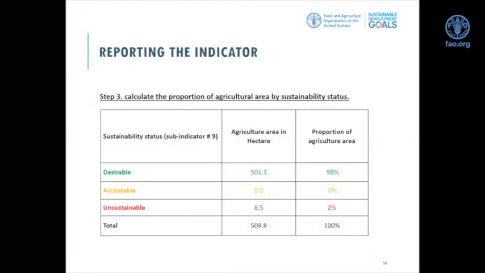So again, depending on the daily average wage rate paid to agriculture unskilled workers, the farm will be classified green, yellow, and red statuses. And then we combine the agriculture area assigned desirable, acceptable, and sustainable status, and we divide it by the total agriculture area. This is a similar step that we perform for all the sub-indicators to arrive at the proportion under each color.